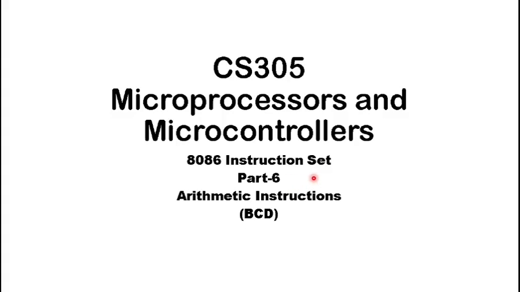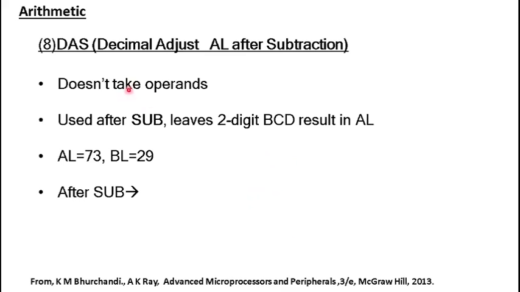So this is part 6 of 8086 instruction set. We will be dealing with another arithmetic instruction that does BCD arithmetic. So the instruction is DAS, that is decimal adjust AL after subtraction. We already saw DAA, that is decimal adjust AL after addition.